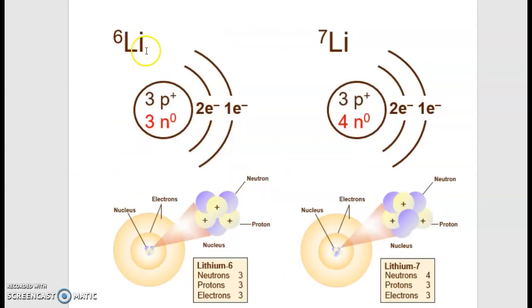All right, let's look at this lithium-6 and lithium-7. Lithium-6, if you look down here in the bottom, the mass number is 6. It has 3 protons, so it only has 3 neutrons. 1, 2, 3, and that's what you find on the periodic table. However, lithium-7 has a mass of 7, so it has 3 protons, the same as lithium-6. That's how you know it's lithium. But it has 4 neutrons. 1, 2, 3, 4. So lithium-7 is the isotope.